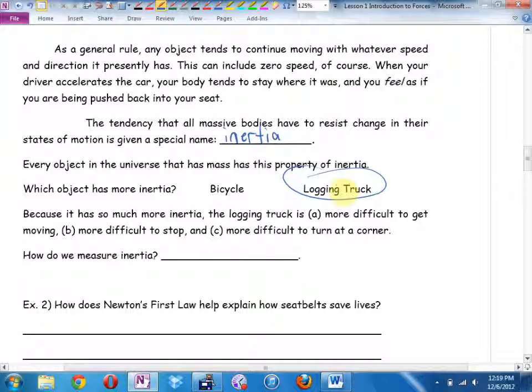More difficult to bring to a stop. That's why semi-trucks and things take longer to stop. Freight trains take a really long time to stop. And more difficult to turn at a corner. That's why trucks have to gear down, slow down.